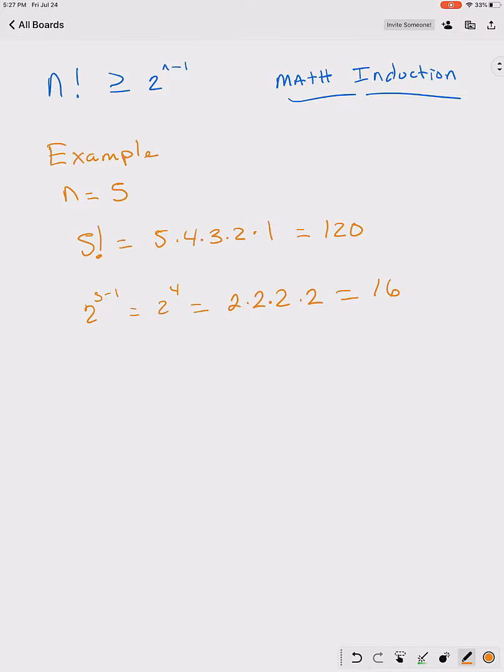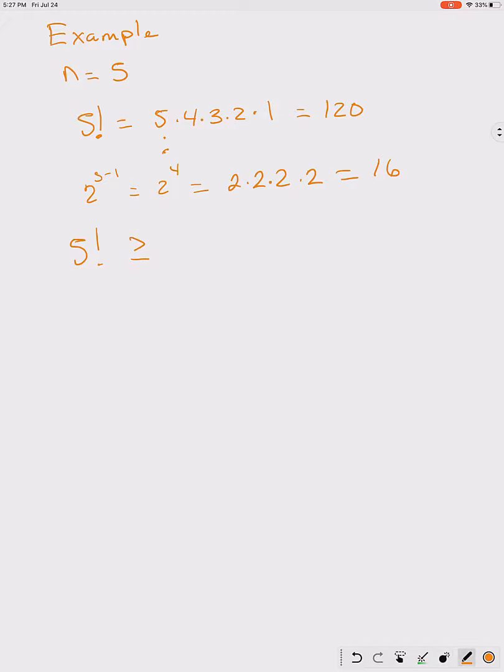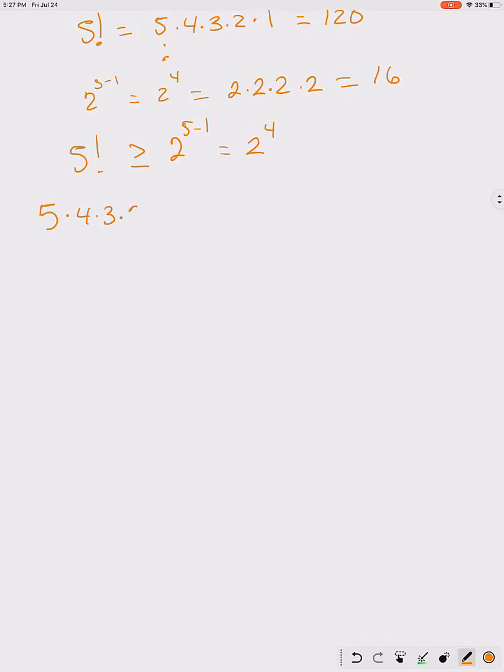So this is a very specific example, and sure enough it holds true that 5 factorial is in fact bigger than or equal to 2 to the 5 minus 1, which is the same as 2 to the 4th. Okay, that certainly is the case. And when we write this out, if we write out 5 times 4 times 3 times 2 times 1, I have 1, 2, 3, 4, 5 things on my list. And sure enough, that's because n was equal to 5, right? There are 5 things on my list.